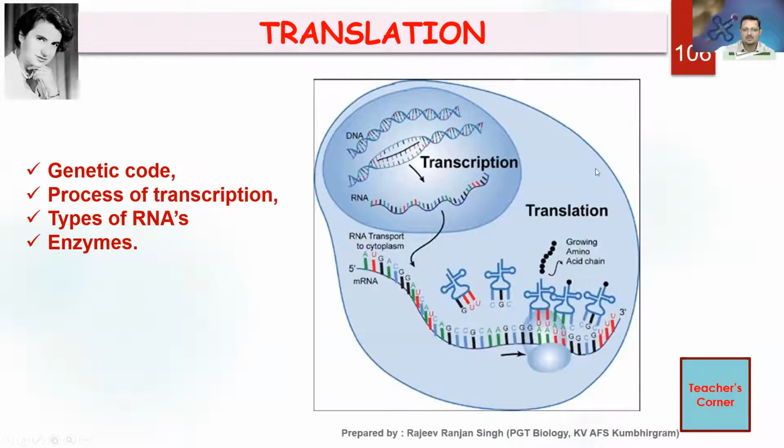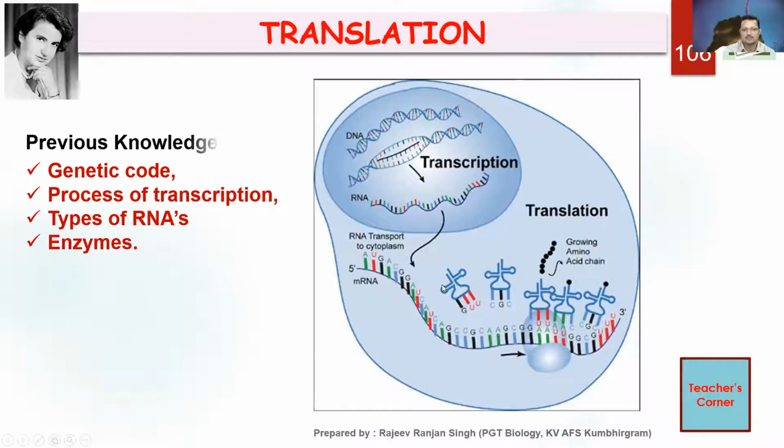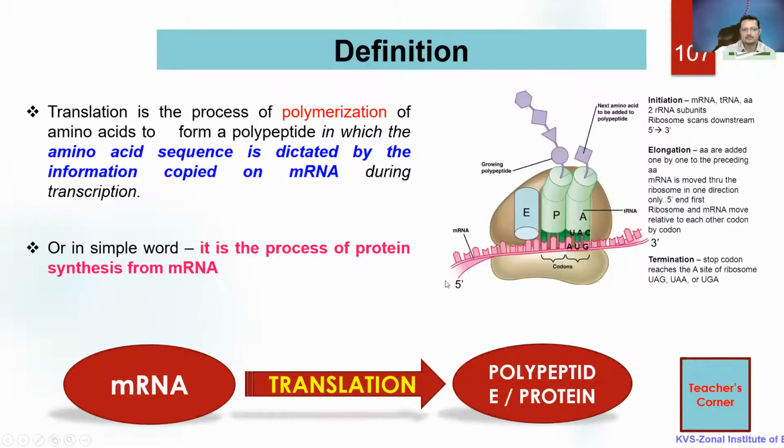As you can see here, the whole idea, genetic code, transcription, types of RNA and enzymes, you are already being made aware. You should keep in mind what happens. DNA is transcribed to RNA. In case of eukaryote, it is being processed and then it is being translated. So we'll see every step in detail.